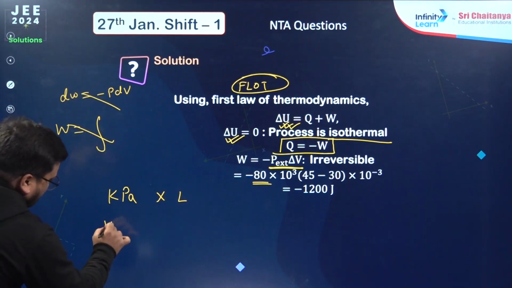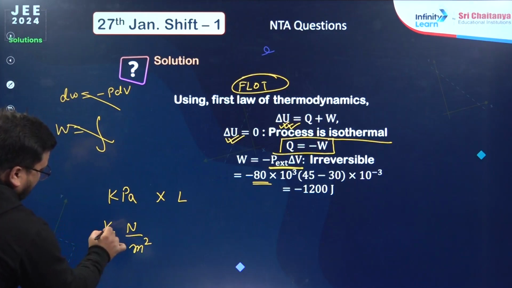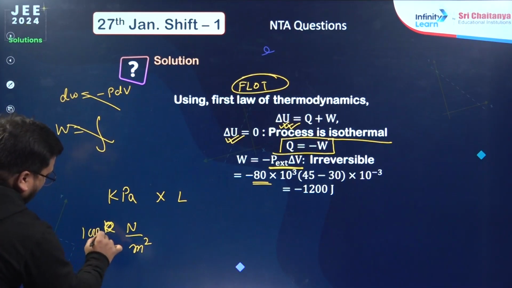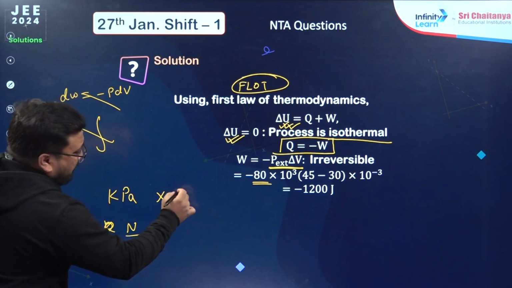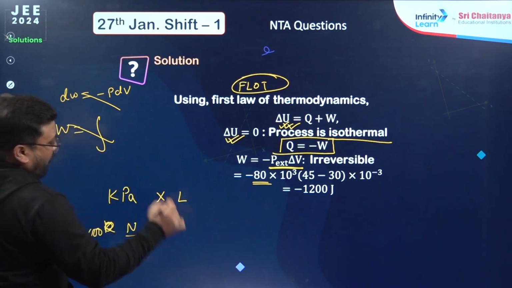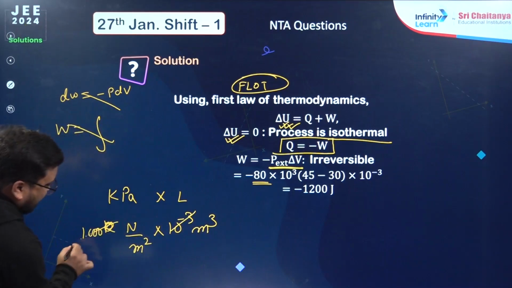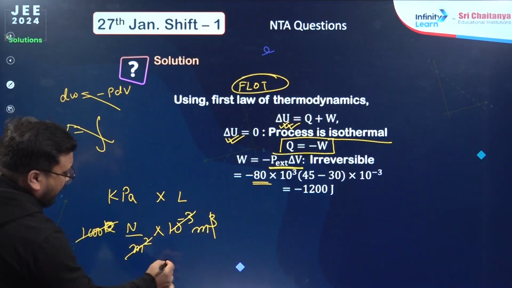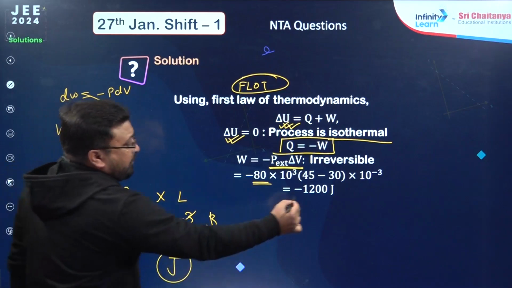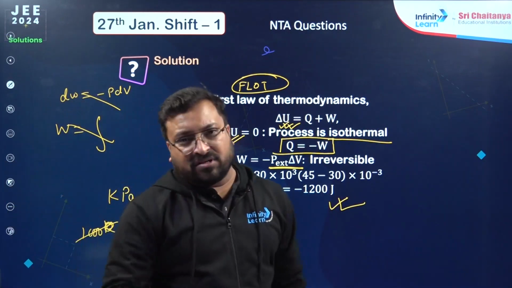So bacha log, this is kilopascal, that is, Newton per meter square. Kilopascal means 1000 Newton per meter square. Liter, you know, 1 liter equals 10 to the power minus 3 meter cube. So meter square cancels, and you know Newton meter is joule. So your answer will be in joule, and the rest remaining is calculation, and you guys are best in calculation.